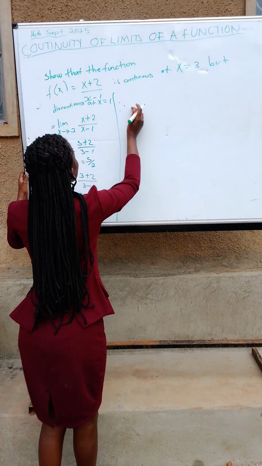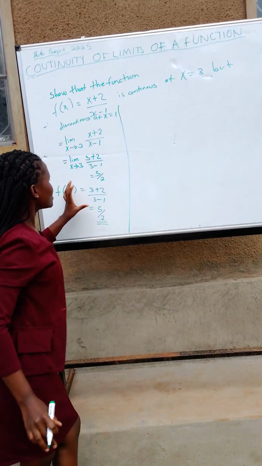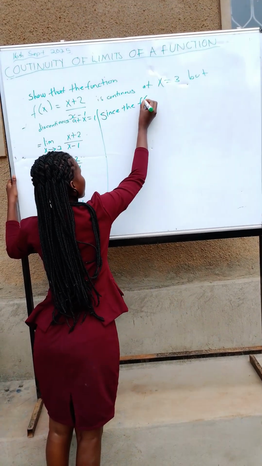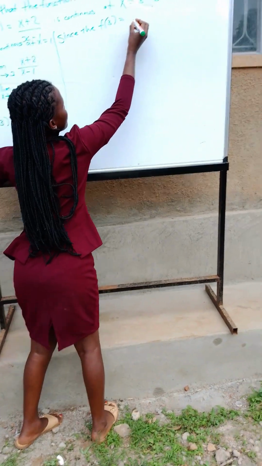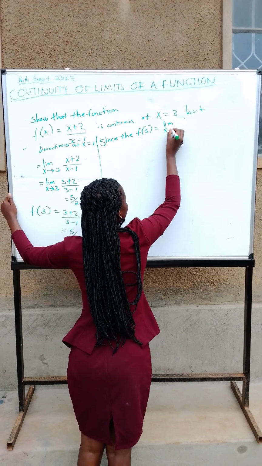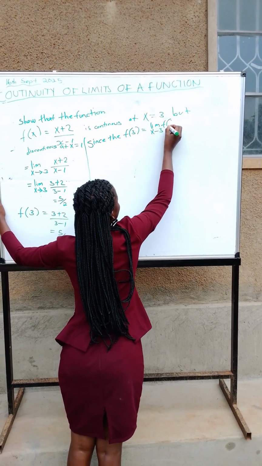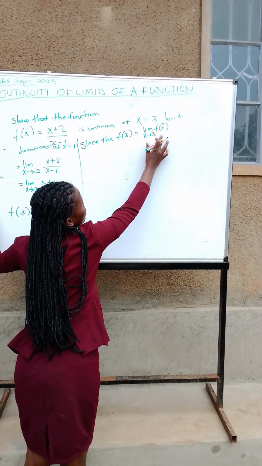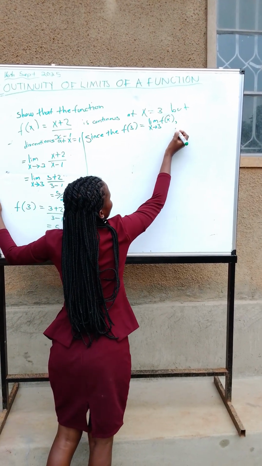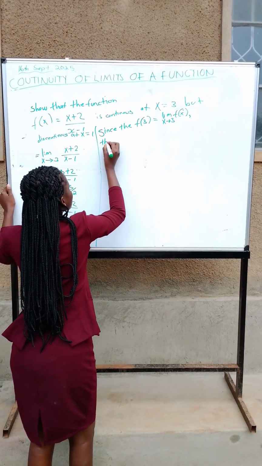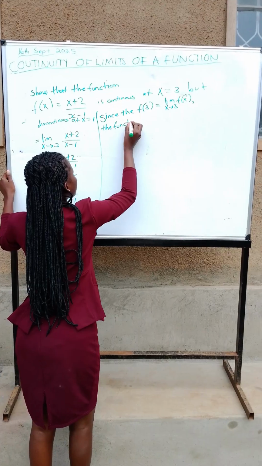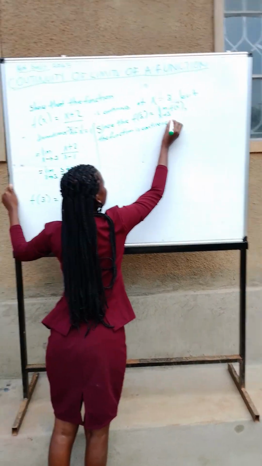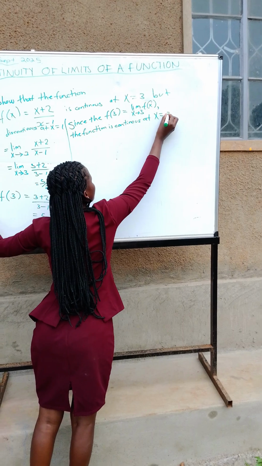Therefore, we are going to say since the functional value is equal to the limit as x approaches 3 of the function of x, the function is continuous at x equaling 3.